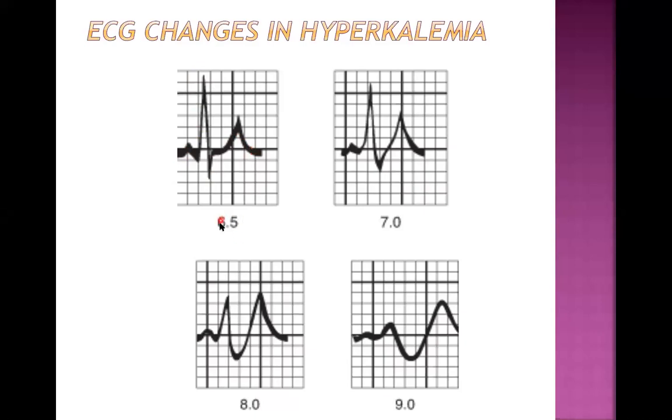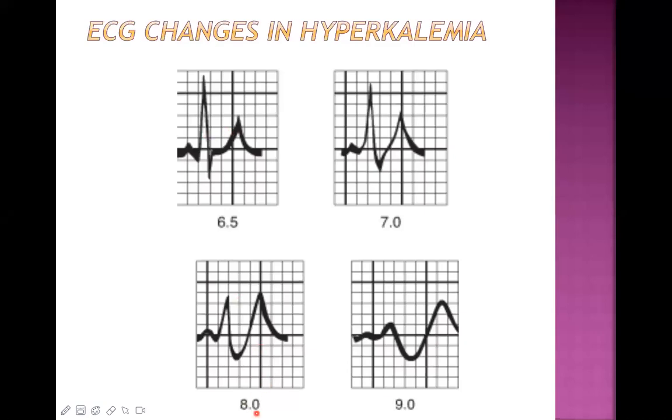So when potassium is 6.5 milliequivalent per liter, already more than normal, isn't it? It should be less than 5.5 to be normal. It is 6.5 already. So I can see a taller T wave already here. See, this T wave is quite tall. In 7, see this? T wave is still taller, and it is a bit broader also. And this QRS complex is also slightly broader than before.